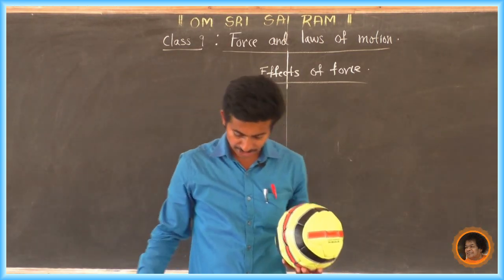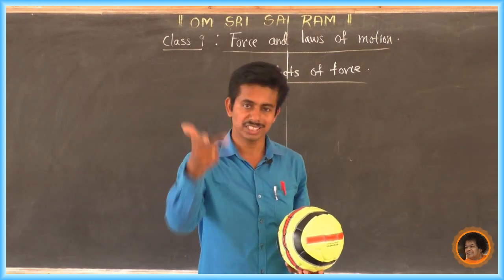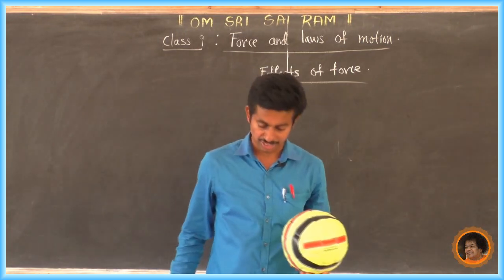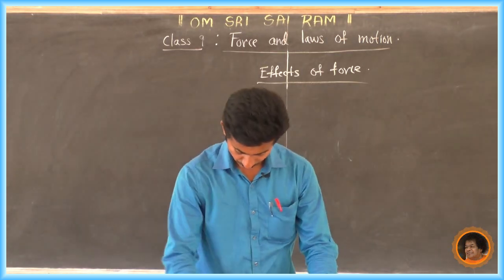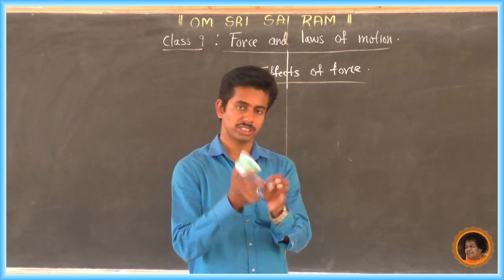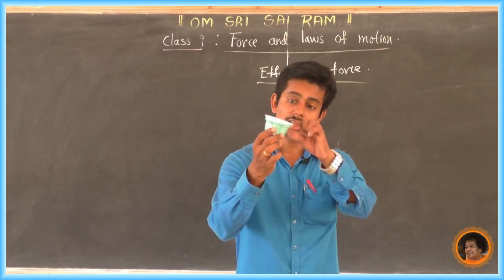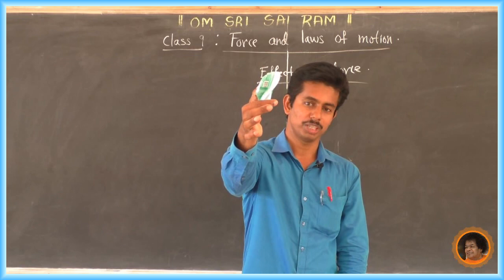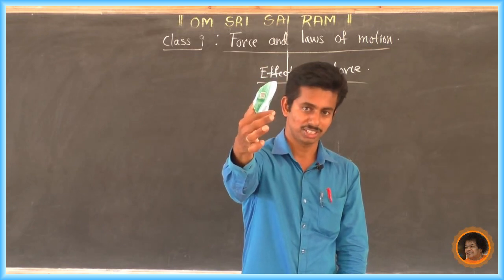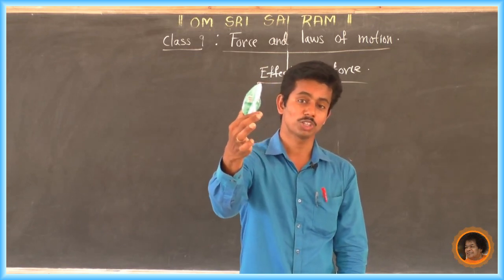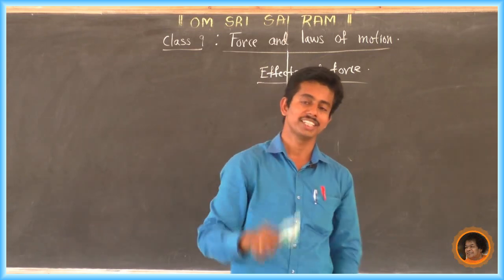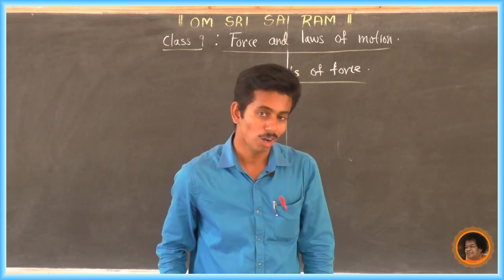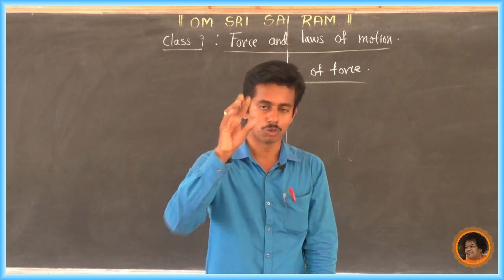One is that it changes the velocity of an object. Yes, it changes the velocity. The second one is that it changes the direction. The third one is that it changes the shape of an object. Now this is an ice cream cup. If I apply force to this, now it is shapeless. It becomes shapeless. Why? Because of force. So force changes the shape, the direction, and the velocity of an object. These are the effects of force.